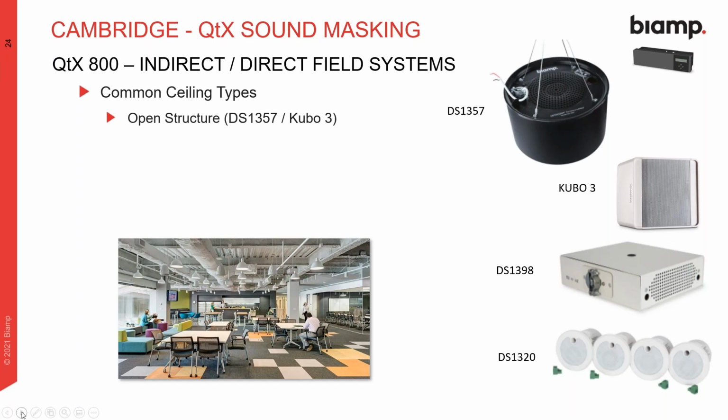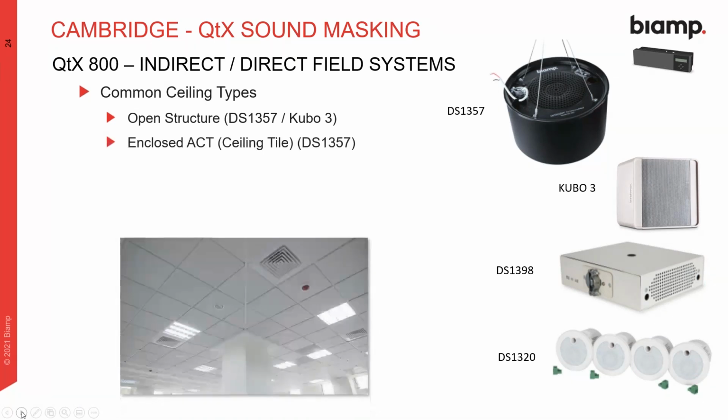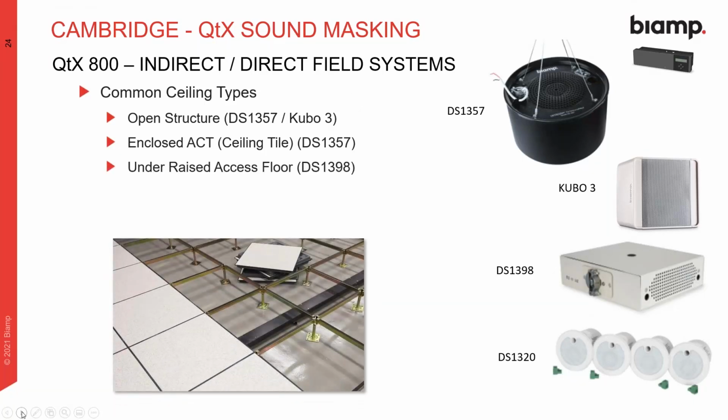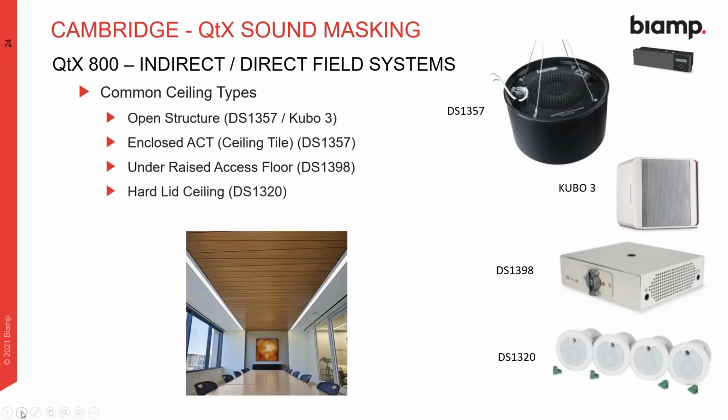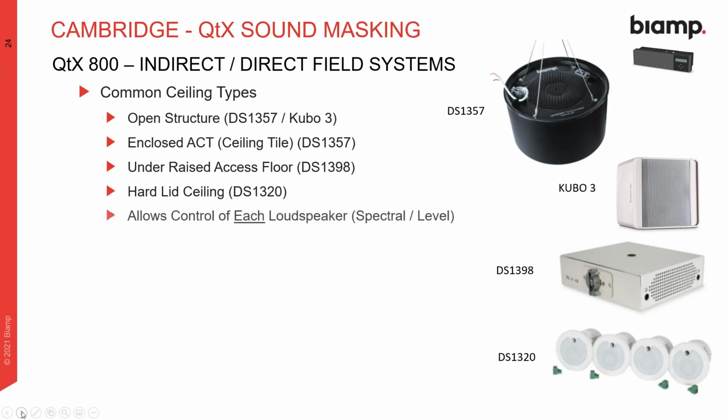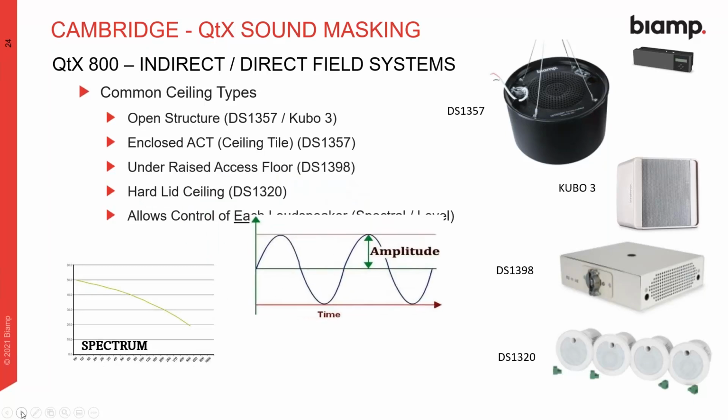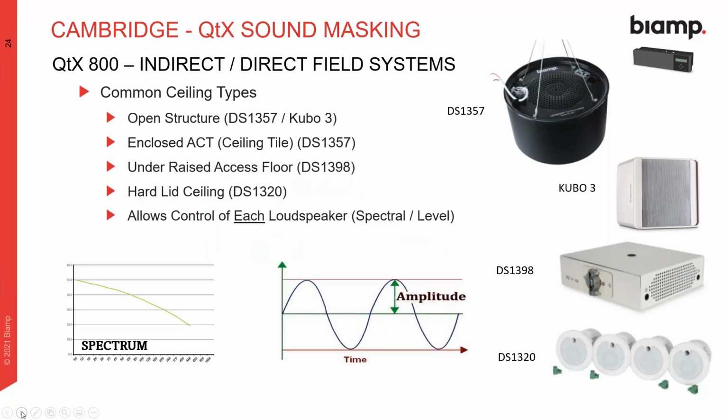So we can do open structure, enclosed ACT, we can do even some under raised floor access type approaches if needed, and hard lid ceilings. We can do that all with this particular processor when there's a need for multiple transducers in complex ceilings. The key takeaway for this product, the 800, is that each of the outputs are adjustable individually for sound masking spectrum and audio level of the source that's coming out of each loudspeaker.